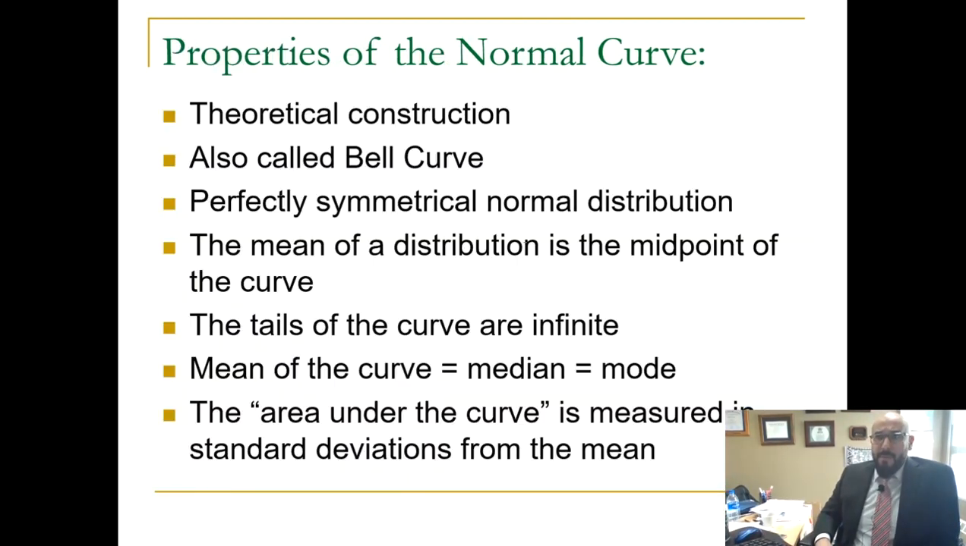So some properties of the normal curve. A theoretical construction is the first one. So it is based on theory. It's called the bell curve because it looks like a bell. If you have a normal distribution, you will see a symmetrical shape, which means the right side is equal to the left side. The mean of a distribution is the midpoint. So look at the midpoint of that normal curve, and you will find the mean. The tails of the curve are infinite.